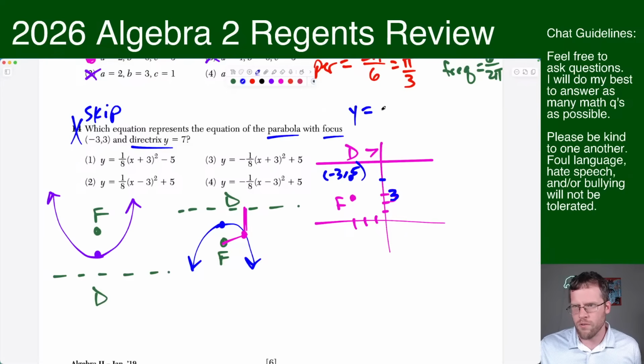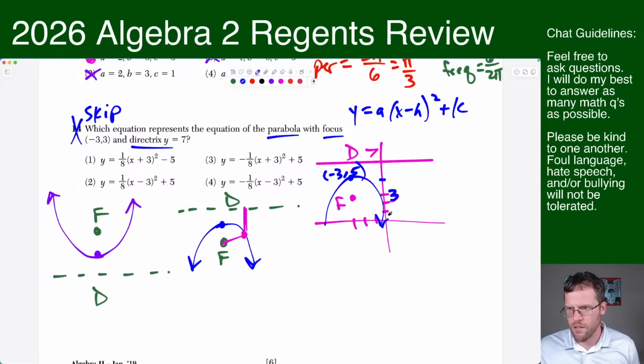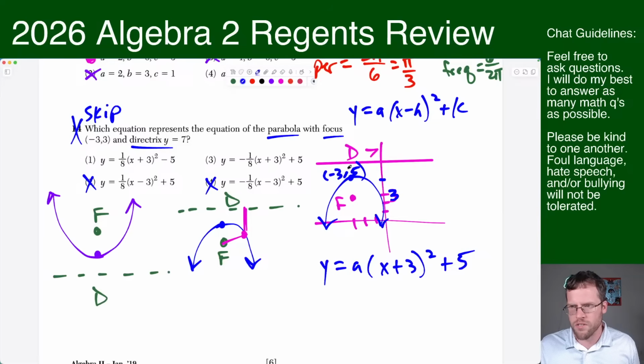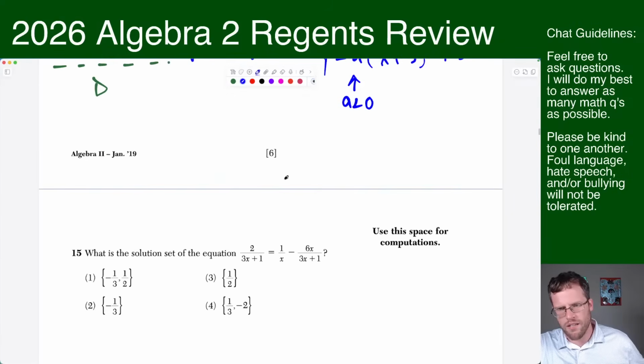And then if you remember this formula here. This is a parabola opening downwards like this. Not my best artwork, but I would say, all right, y equals a, and then I would have x plus 3 squared, and then plus 5. The only ones that have that are the first choice and the third choice. But since the parabola is opening downward, a would have to be negative. So when the parabola opens downward, a is less than 0. So that's for those, but once again, I say skip that.